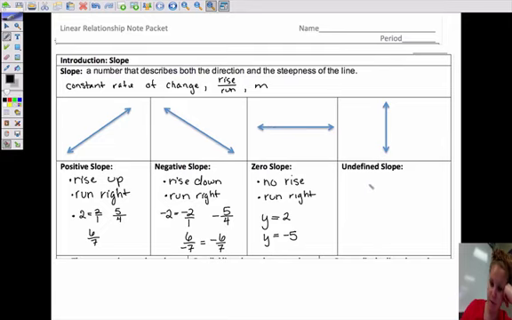Okay, and then finally, the undefined slope. We rise up or down, but we don't have a run. So there's no run. So this is going to be an equation where x is always something. So x equals 3 or x equals negative 6. Something like that, where x is just always the same thing and y changes the whole time. Okay, so those are the 4 different types of slope.